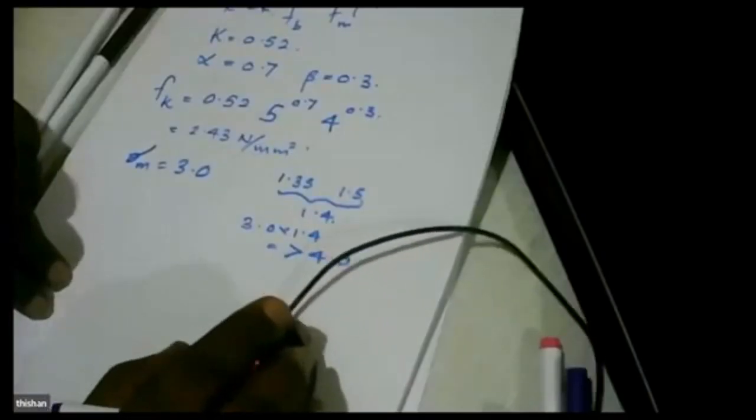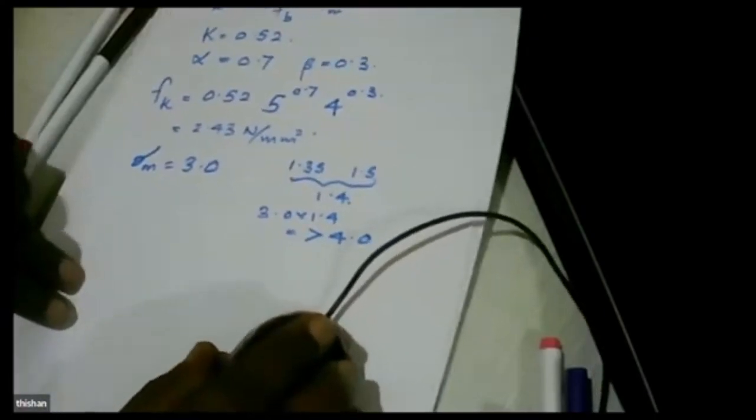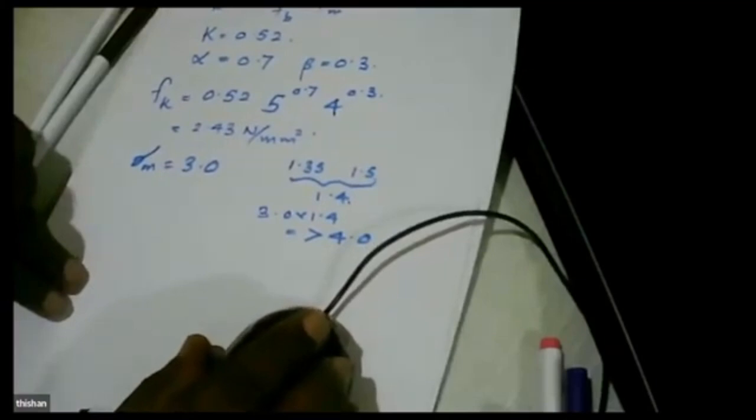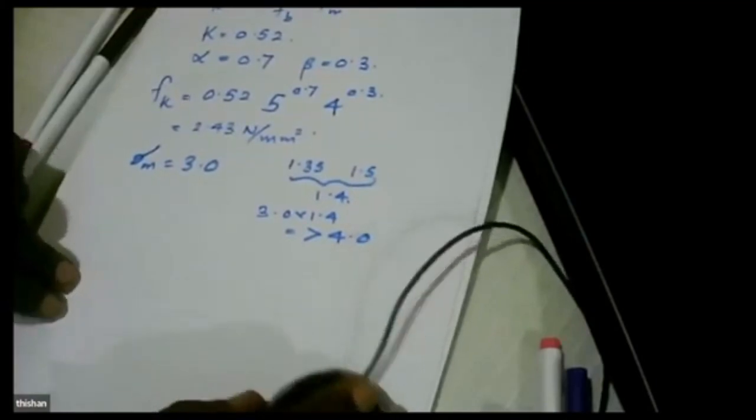you can see, gamma m is 3 and this value is 1.4. 3 into 1.4 is over 4. So we are going to get an overall factor of safety of more than 4. So that means there's a significant factor of safety. So there's nothing much to worry, right?